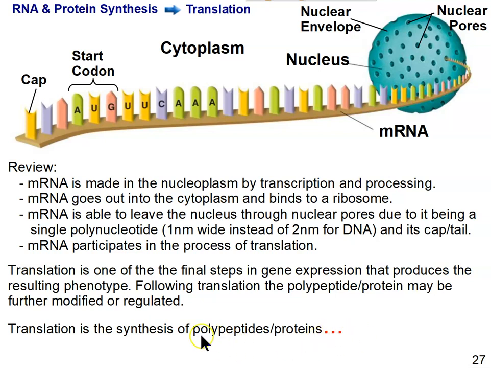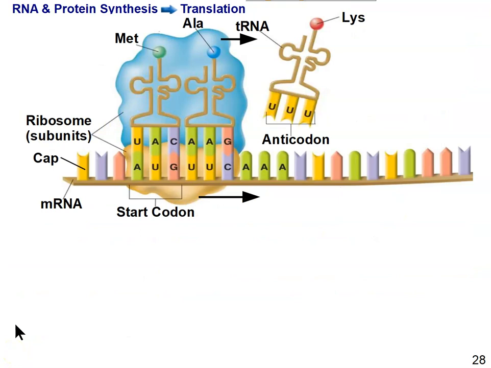Meaning that we're going to take a look at that process next. How does that actually happen? Once we have the messenger RNA, how does the messenger RNA get translated into a polypeptide or protein? This is the same thing that you're working through in the lab, so hopefully you'll have a really good understanding of how this works from that.